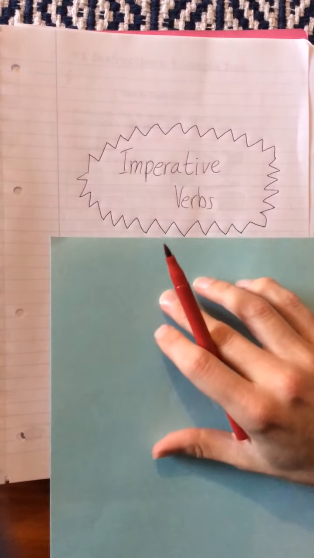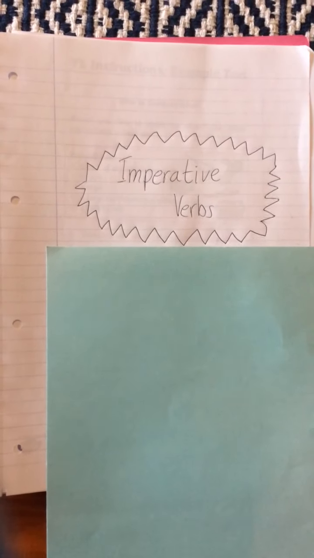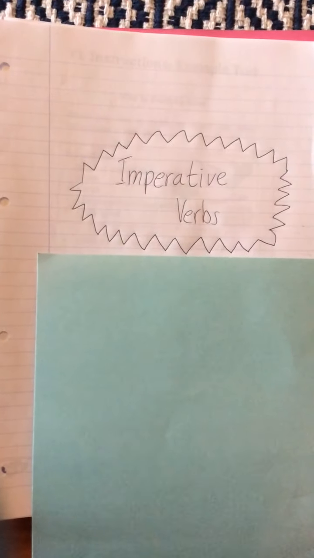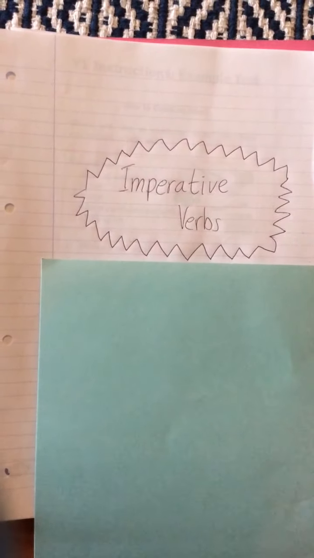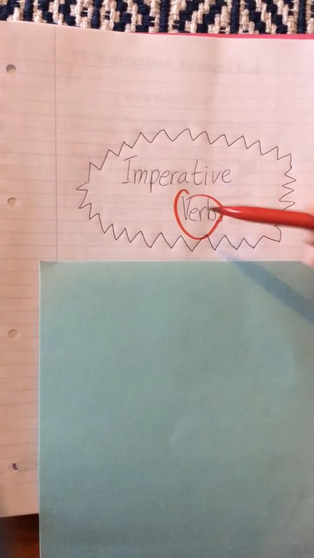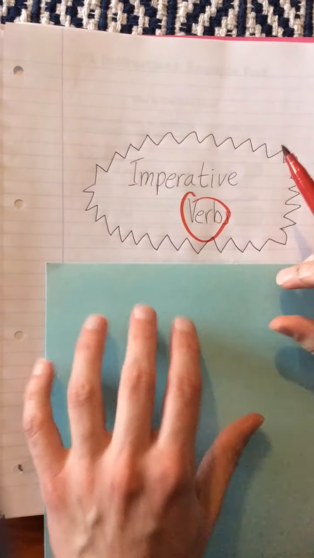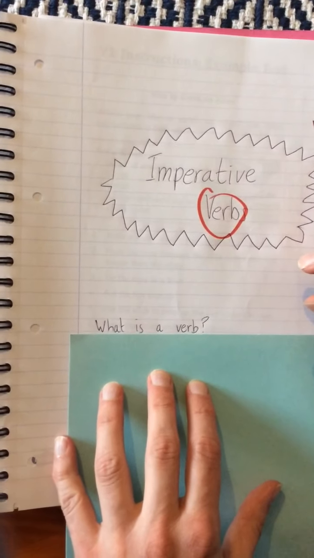We are going to continue working on instructions today, and we're going to be talking about something called imperative verbs because they help you out when you are writing instructions. But for us to understand what imperative verbs are, we need to work out what the verbs mean. We have talked about this in class.